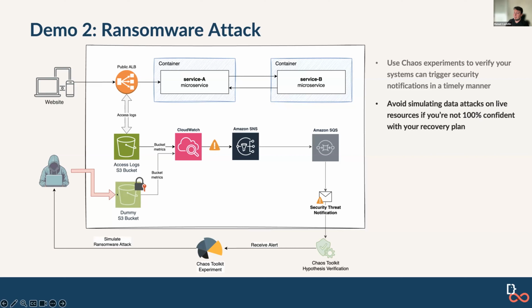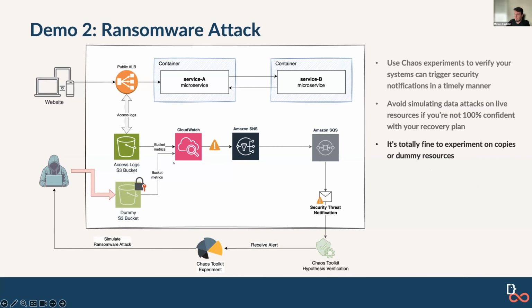What we do instead is use Chaos Toolkit Terraform to create a dummy. So it's completely safe at that point to attack the dummy because we don't have any important data there. We can just use it to attack and verify the notification is triggered correctly. The way we do that is still use Chaos Toolkit Terraform to temporarily create an SQS queue that will receive the threat notification and feed back into Chaos Toolkit. We'll see in a minute how that's done.